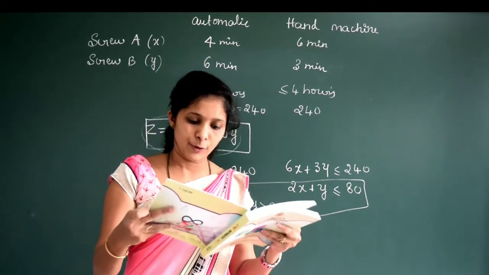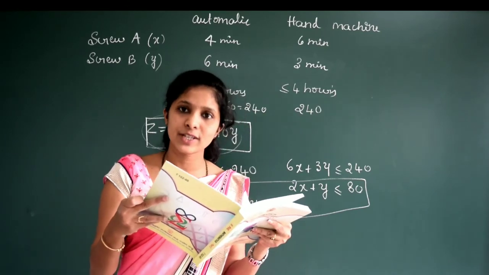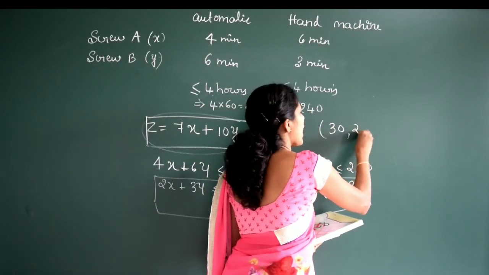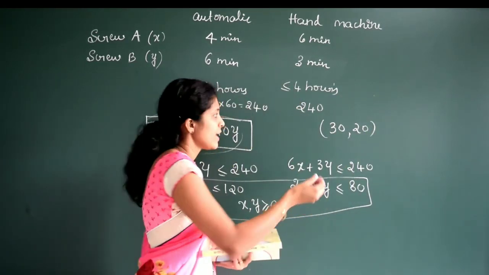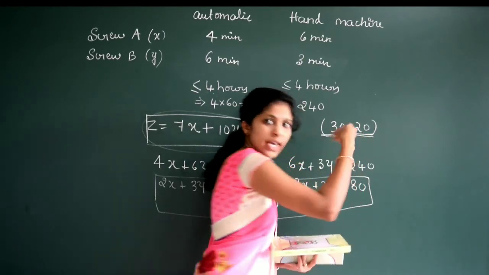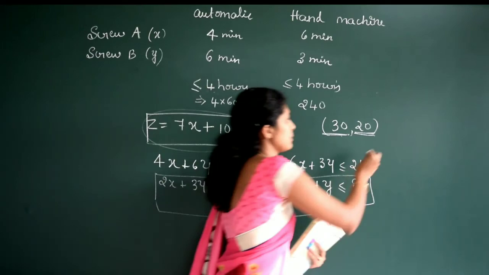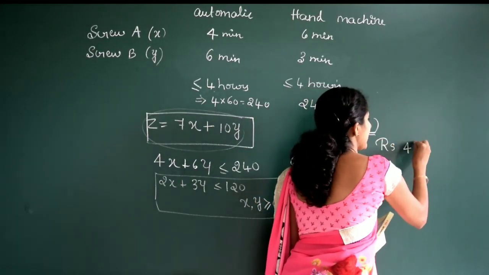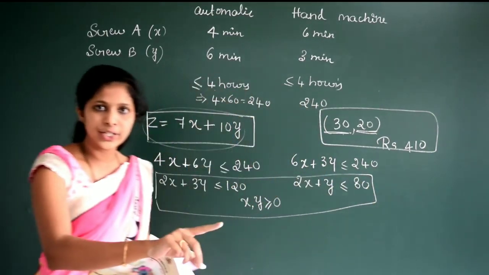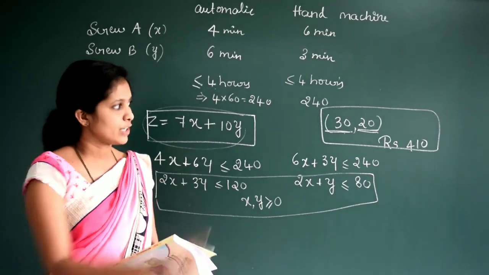For this one, the answer will be 30 packages of screw A and 20 packages of screw B. I mean at the point (30, 20), you get the maximum profit. That means they have to produce 30 packages of screw A and 20 of screw B to get the maximum profit, and the maximum profit will be rupees 410. This should be the final answer. At the point (30, 20), they'll get the maximum profit and the profit will be 410. Verify your answer.